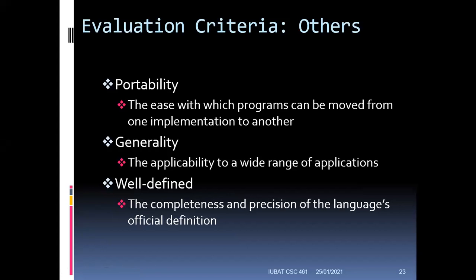One more time, we have readability, easy to read; writability, easy to write; reliability, it can handle different types of exceptions and errors. Then we have cost, so the cost will be less to develop the code. We have portability, the code can be run on multiple platforms. We have generality, that it can be used in a wide range of applications, and it has to be well defined.